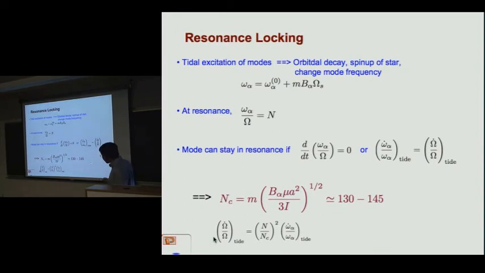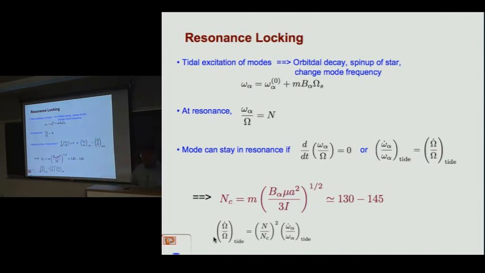So that's the critical number. What it says is that if you have a resonance at n greater than nc, then the orbital decay rate is too large compared to the rate at which the mode frequency is changing. Therefore, you don't stay in the resonance, which is what you want. If n is less than the critical number, the orbital decay rate will be slower, the spin rate is too high. Therefore, you also don't stay at resonance. And only at this particular n can you have resonance locking.